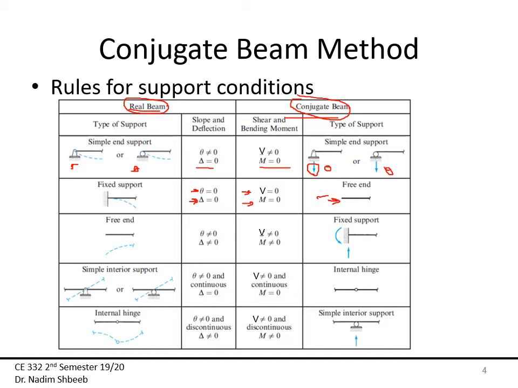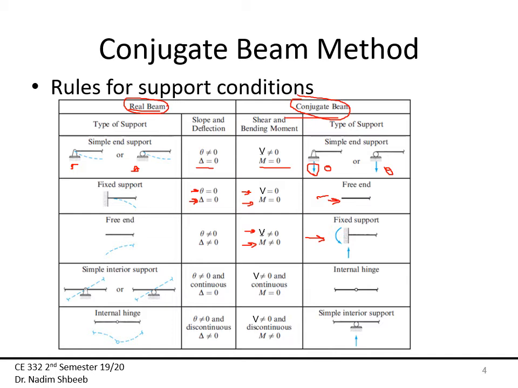Now, if I have a free end, okay, so the theta is not equal to 0, as we proved in previous examples, and delta is not equal to 0 as well, okay? Which means in the conjugate beam, I need this theta, which is analogous to my shear, this should not be equal to 0 as well, and then my moment is not equal to 0 as well, which means my free end becomes now a fixed support, okay?